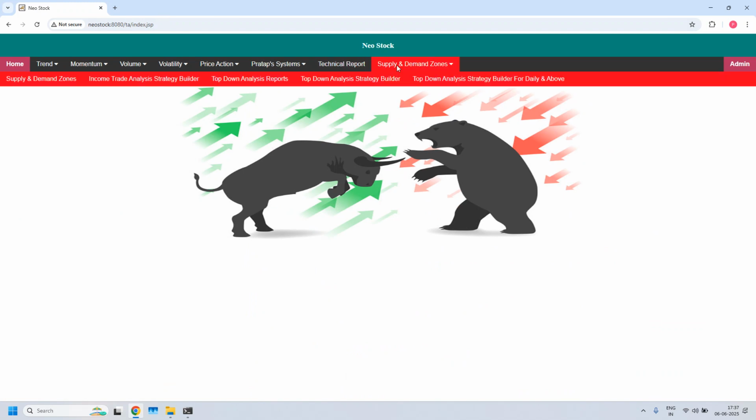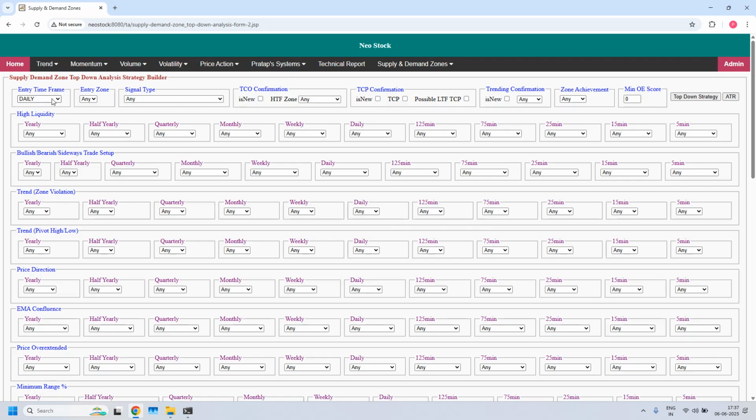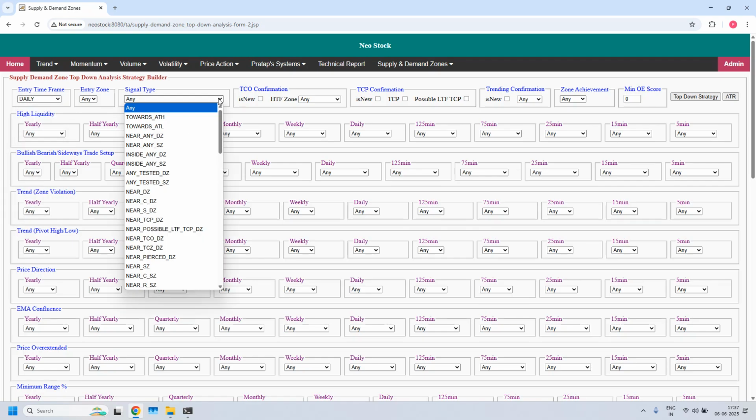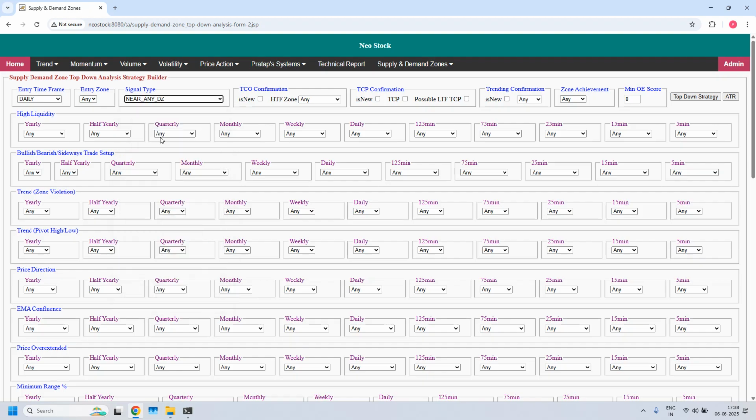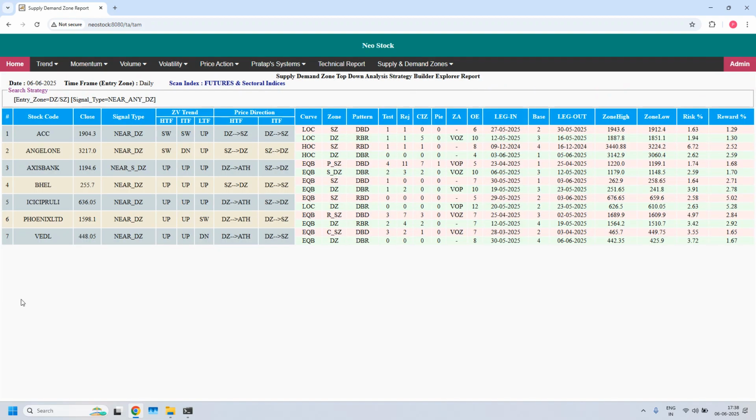Okay, starting with, let me go to top-down analysis strategy builder. Starting with daily time frame, let us find the stocks near to the daily demand zone. We got 7 stocks. Let us identify high liquidity daily demand zones from this list. Axis Bank is having a daily high liquidity demand zone. That's it. We have only one daily high liquidity demand zone from this list.